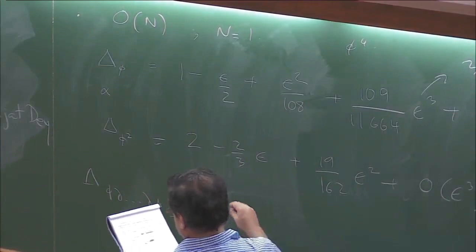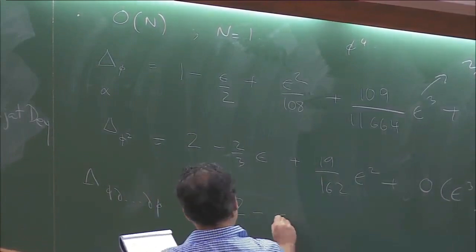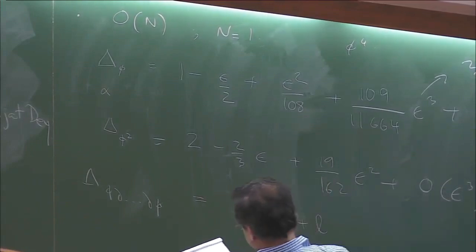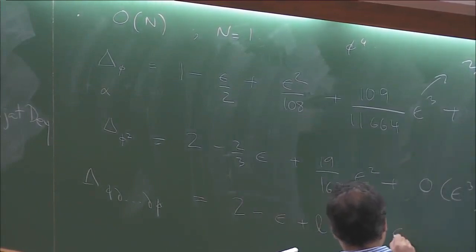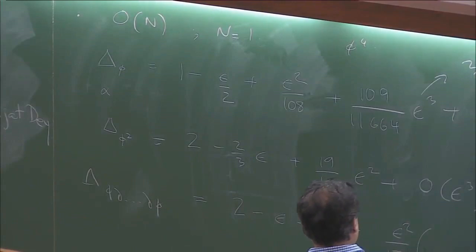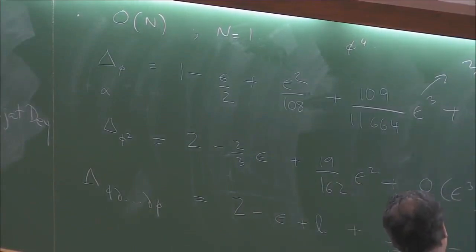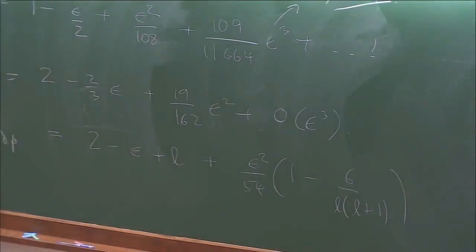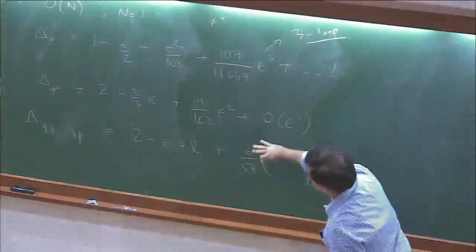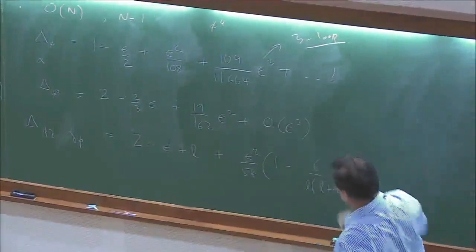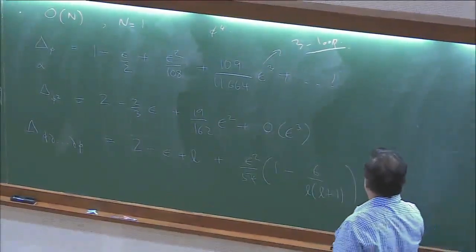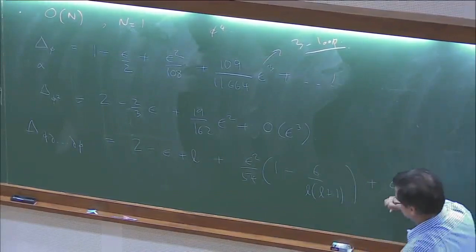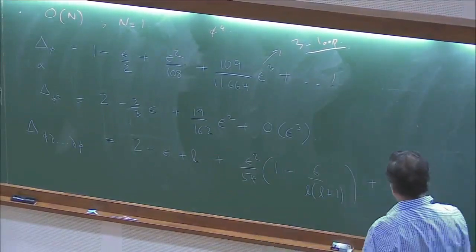So these take on the form 2 minus epsilon plus L plus epsilon squared by 54, 1 minus 6 L into L plus 1. So this was already known. These results are all known in the Wilson-Kogut review. But we can also calculate the epsilon cubed term quite easily using this approach. And this is something that is new, and illustrates how far we can go.